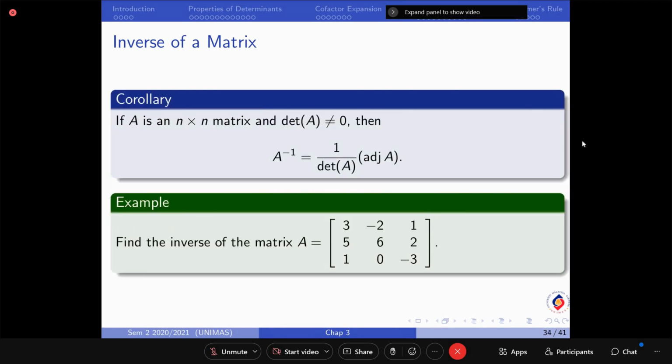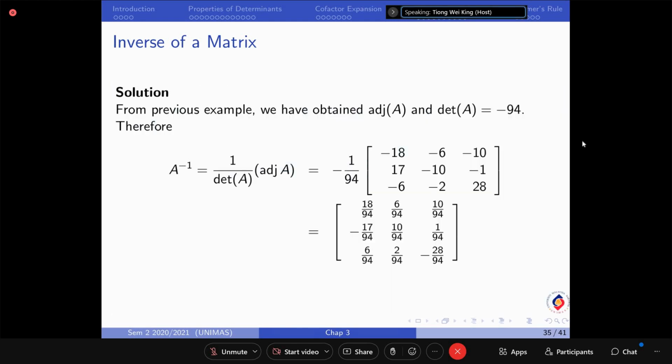Now next is the formula for finding the inverse of A using the adjoint. The inverse of A is adjoint A divided by the determinant. So find the matrix A, the same matrix that we showed here. So this is the adjoint A, and then divide by the determinant.